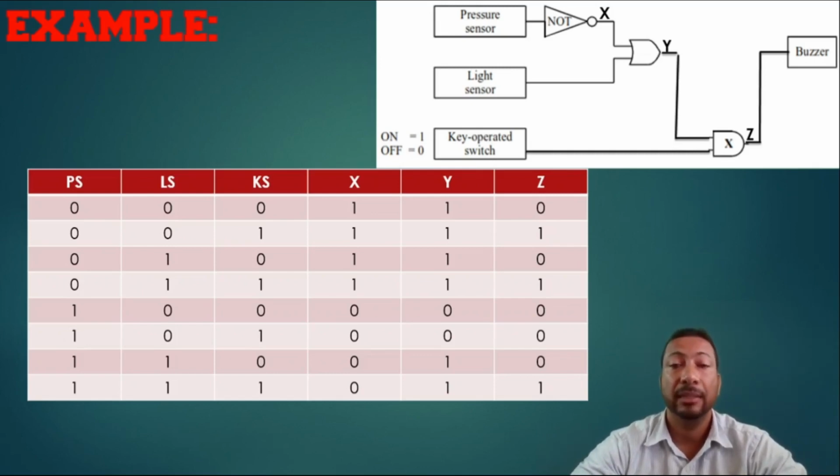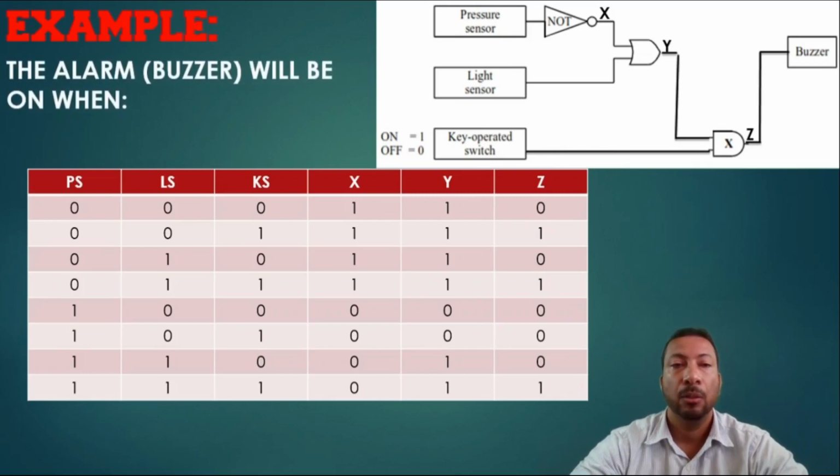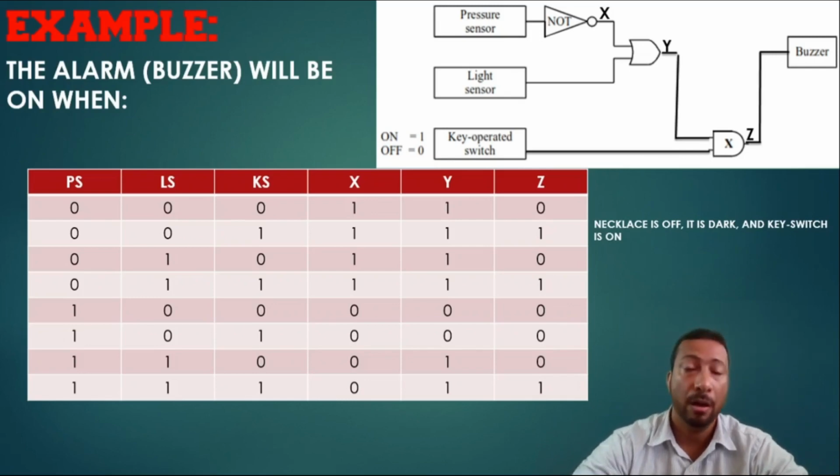Now let's analyze when the buzzer will ring. We have 3 instances. The first instance, what are our inputs? It is when the necklace is off, it is dark, and the key switch is on. So it is nighttime. People have locked up the store and gone home, turned off the light. The necklace is somehow off and the key switch is on, meaning that the alarm system has been armed.